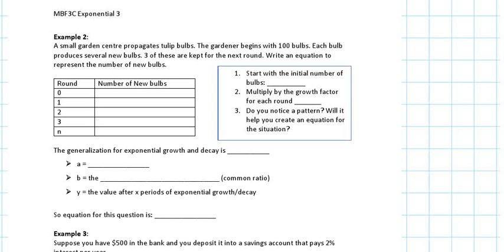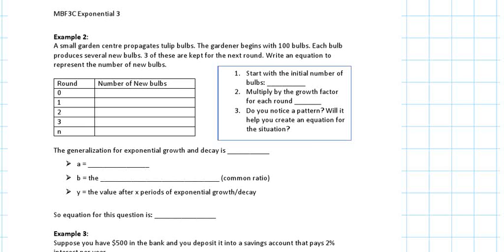So let's look at this example. I have a small garden center that propagates tulip bulbs. The gardener begins with 100 bulbs. Each bulb produces several new bulbs. 3 of these are kept for the next round. Write an equation to represent the number of new bulbs.